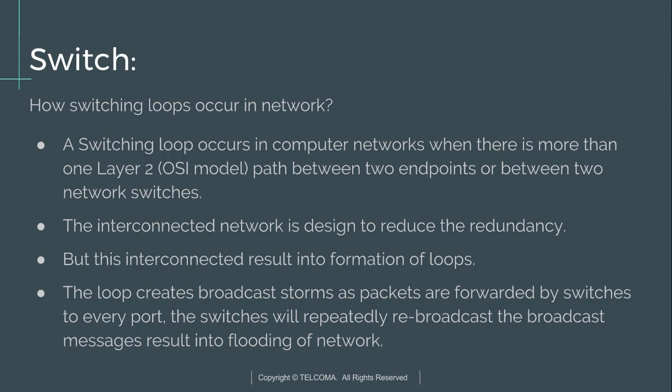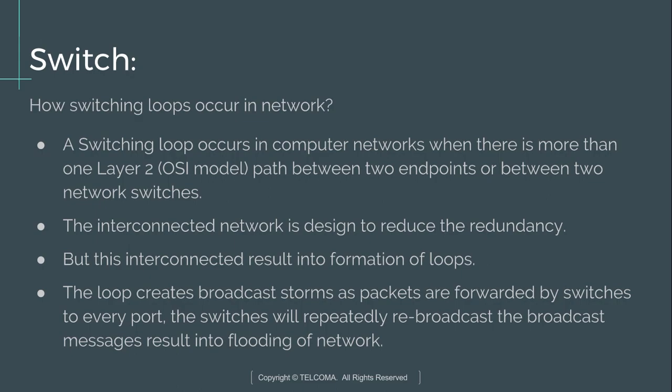How do switching loops occur in a computer network? Let's discuss this. A switching loop occurs in a computer network when there is more than one layer 2 path to reach the destination or endpoint. The network of interconnected devices is designed with redundancy, to provide another path to route packets if one link fails. But this interconnection results in the formation of loops in the network.